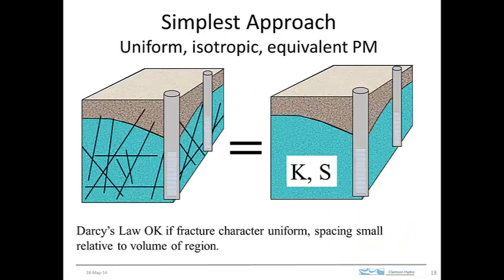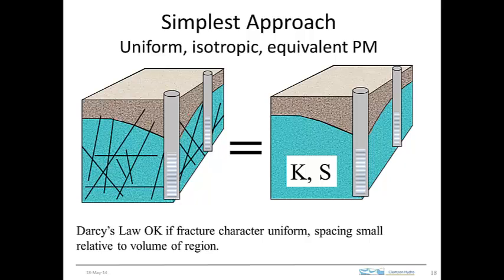So the simplest approach to doing this is to just ignore the existence of the fractures altogether. If the fracture spacing is small relative to the size of the aquifer, then maybe you can just say, well, I'm going to forget about the fractures being there and just assume that this is a porous media, and I'll just use an equivalent porous media to characterize them.